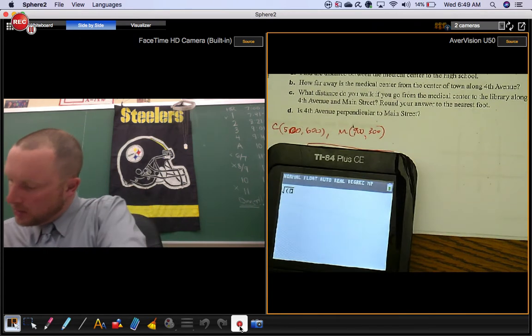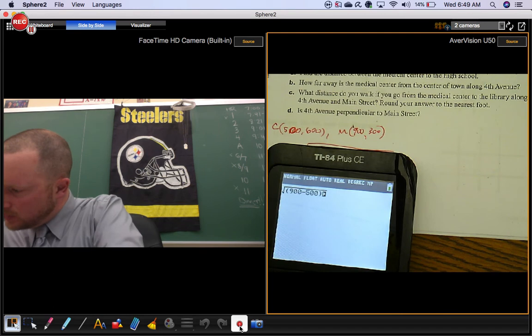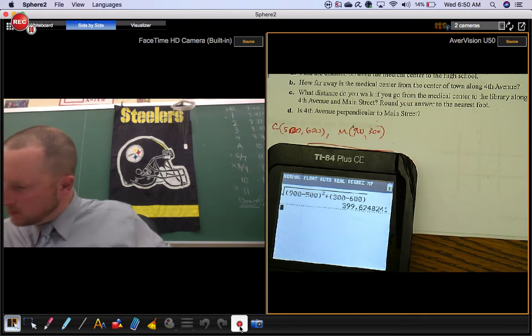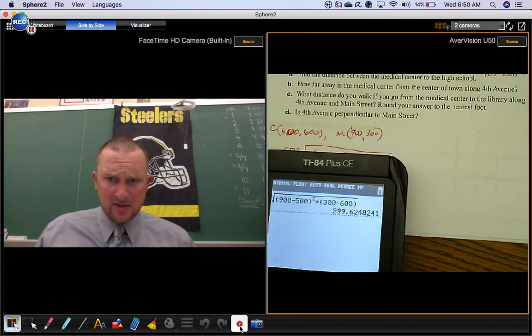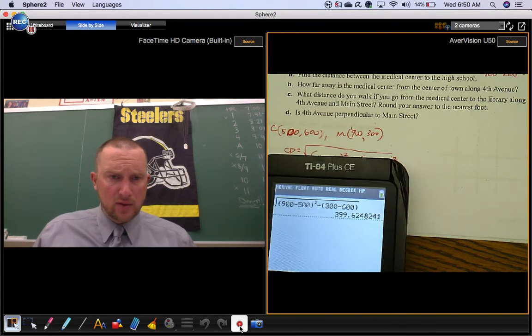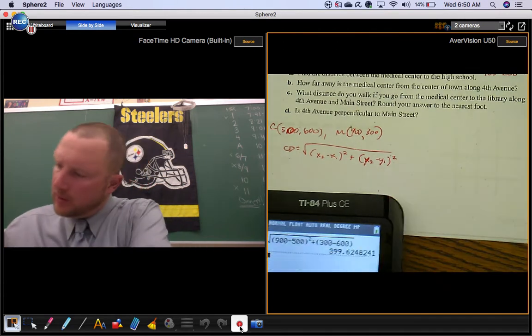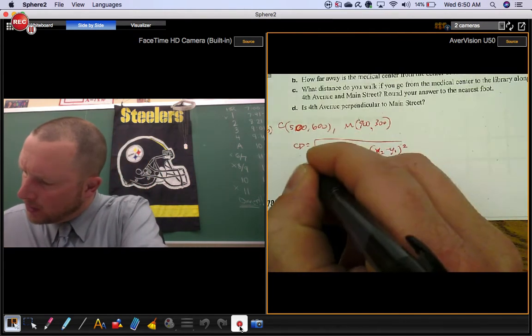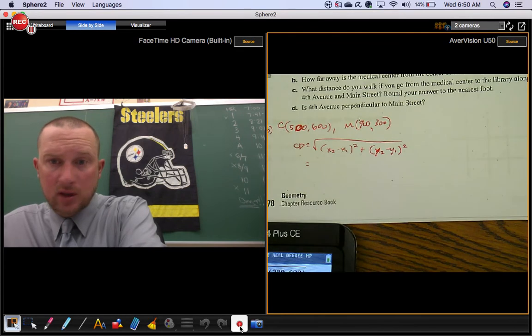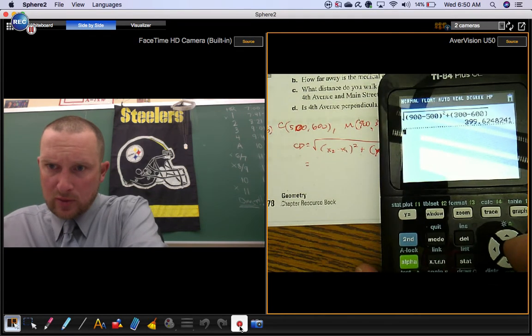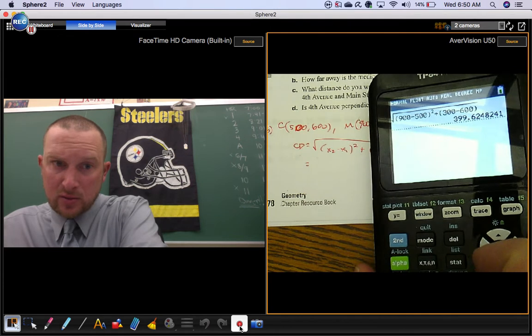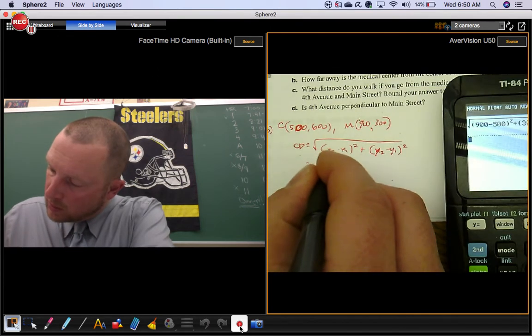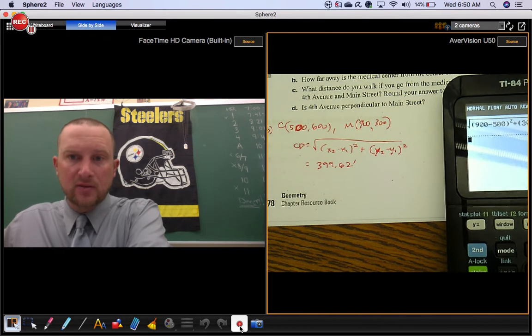So let's subtract our x's. 900 minus 500 squared plus, new parentheses, 300 minus 600 squared. And that gives you this distance. It's really, really close to 400 feet. But it's not exact. It doesn't say how to round, so we're going to round to the nearest hundredth. So nearest hundredth would be 399.62. And that's in feet.